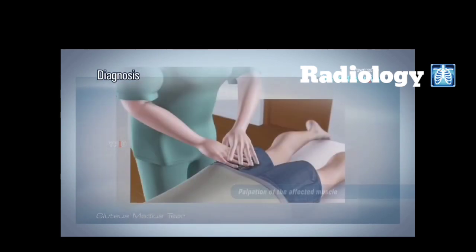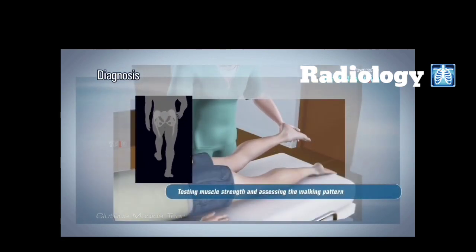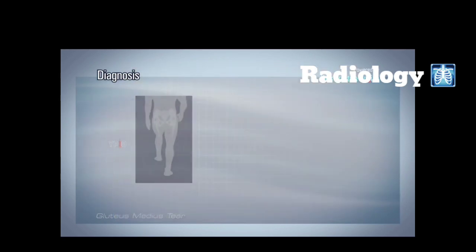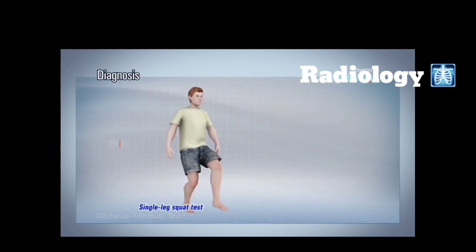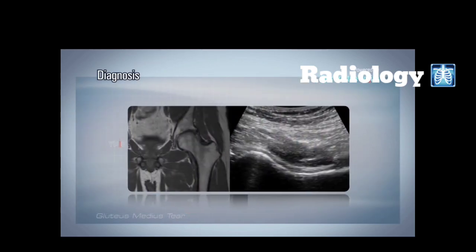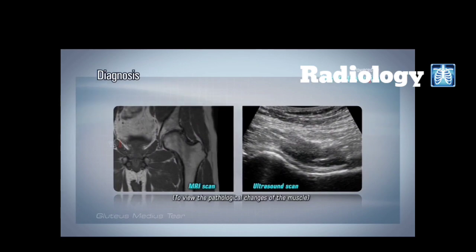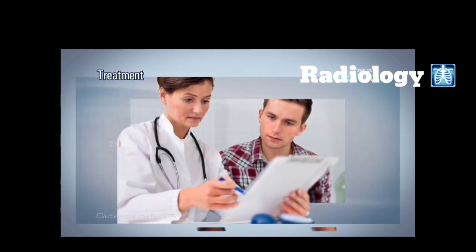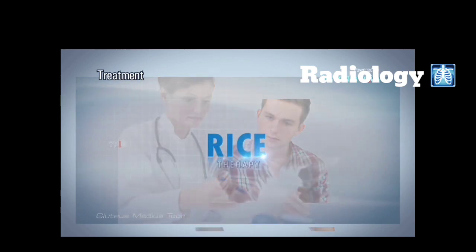Diagnosis: The diagnosis of a torn gluteus medius muscle starts with a physical examination of the patient, including palpation of the affected muscle, testing muscle strength and assessing the walking pattern or gait of the patient. Special tests such as single-leg squat test or positive Trendelenburg sign confirm the diagnosis of a gluteus medius tear. MRI or ultrasound may be helpful to view the pathological changes of the muscle.